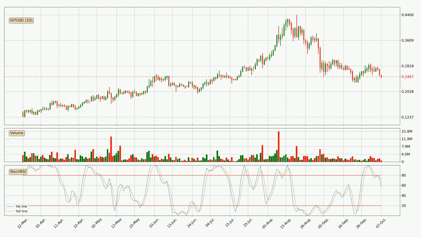Jumping to the daily Stochastic RSI, there are no signs of the Stochastic RSI being oversold or overbought at this time, but we can see that the trend is currently going down because the K line is below the D line.